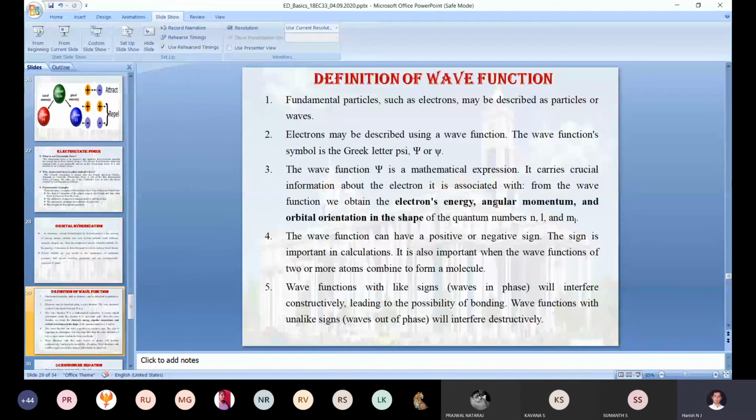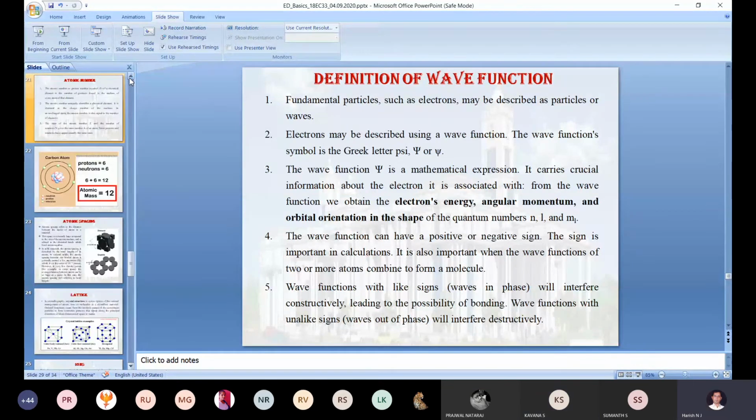Just check it out here. N stands for electron energy. L stands for angular momentum. ML stands for orbital orientation. The fourth one is the spin.